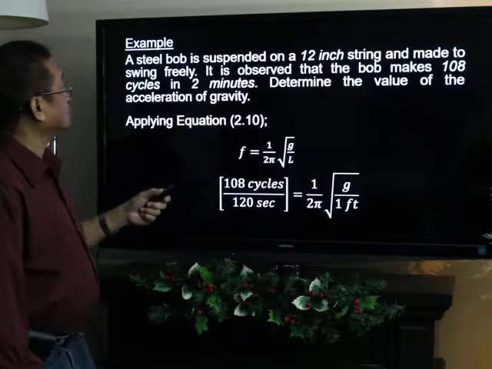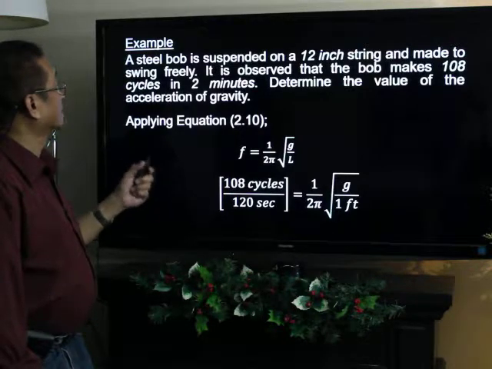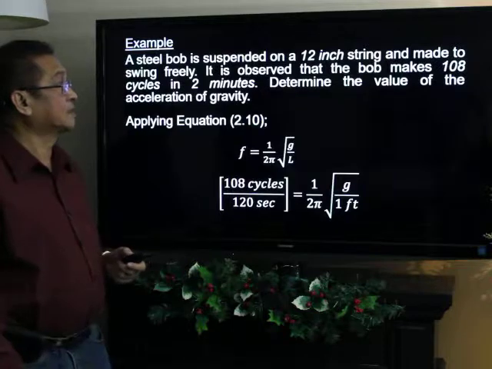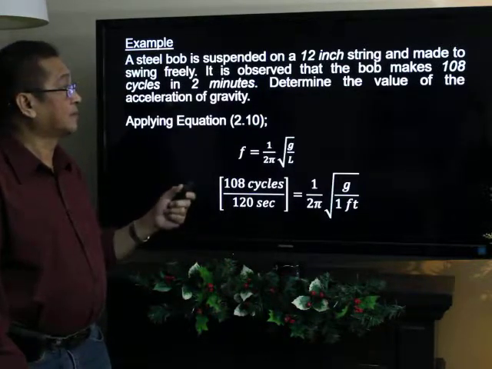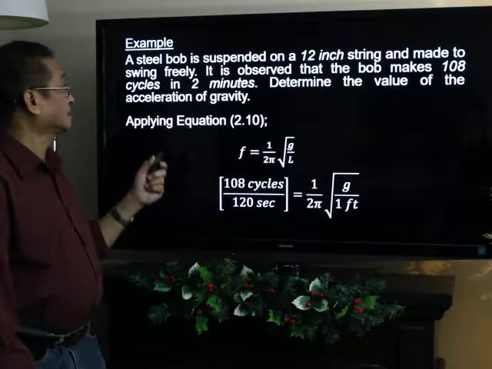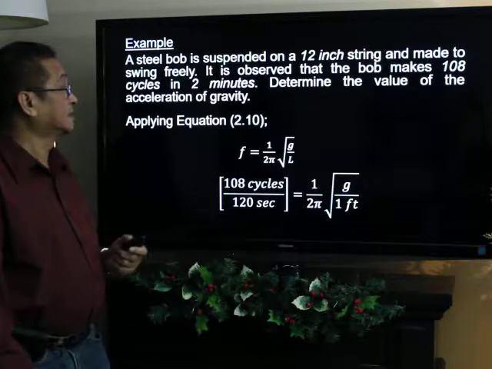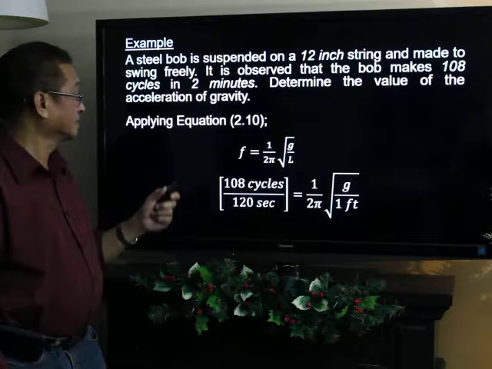Example application. A steel bob is suspended on a 12-inch string and made to swing freely. It is observed that the bob makes 108 cycles in 2 minutes. Determine the value of the acceleration of gravity.